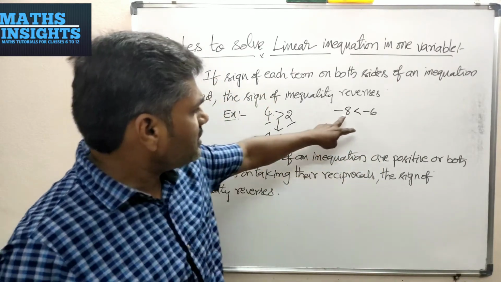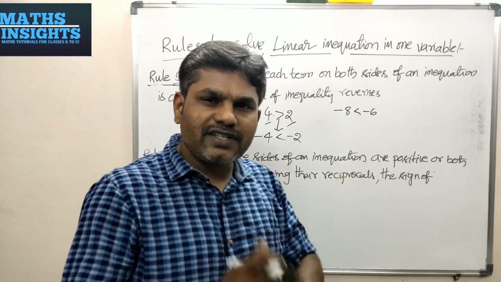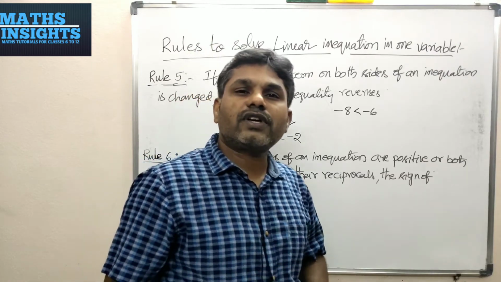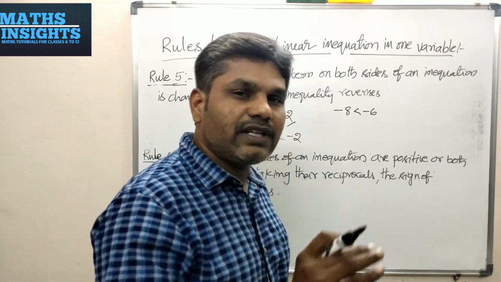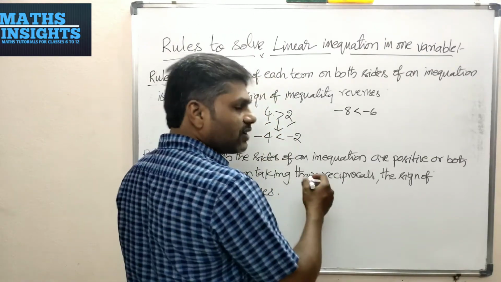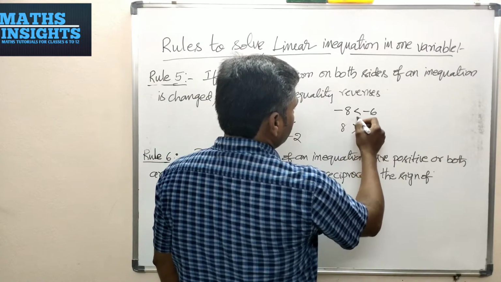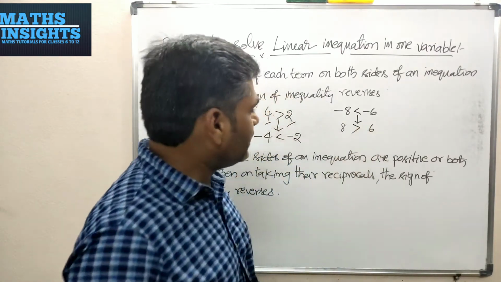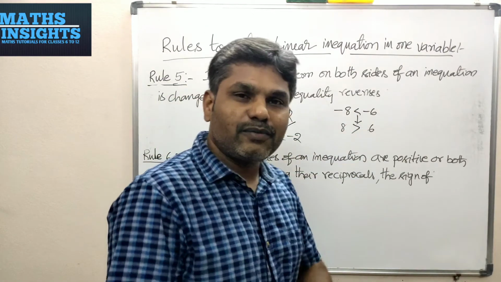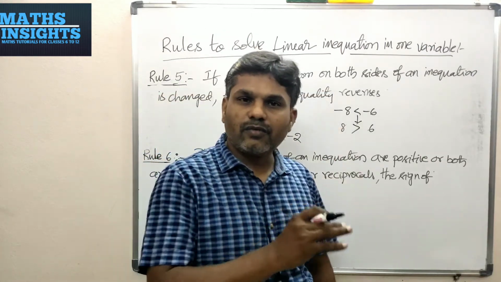This is 8 bearing minus and 6 bearing minus. I am changing the sign. When you change the signs of terms on both sides, then the sign of inequality will also change. Yes, reverses. So this is plus 8 and plus 6. This plus 8 will be greater than 6, and the sign less than will become greater than. This will be very clear when you solve the problems.